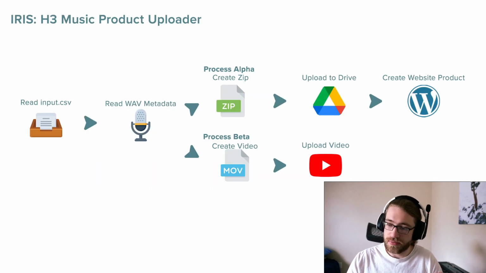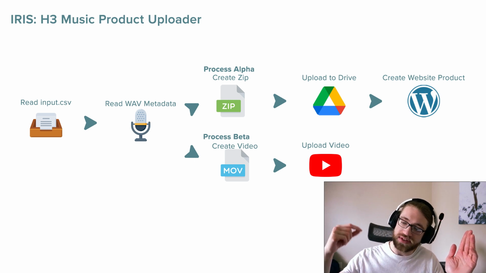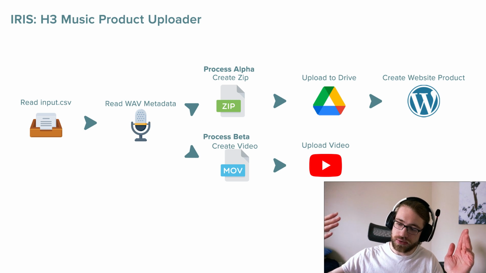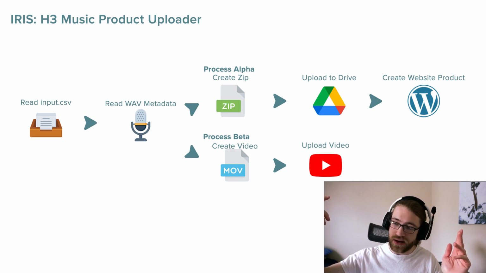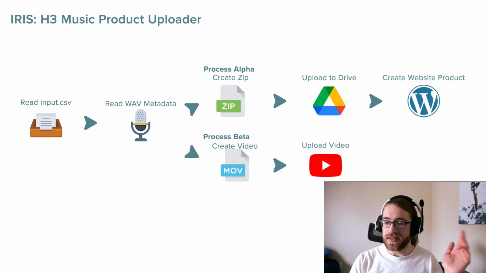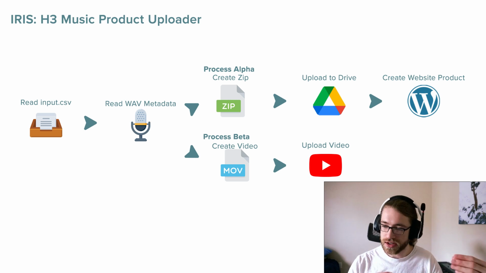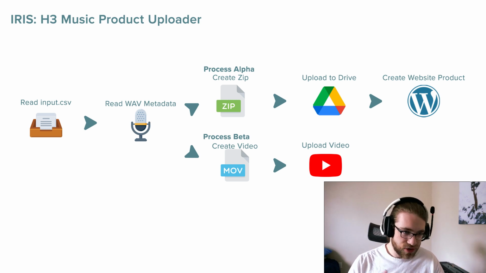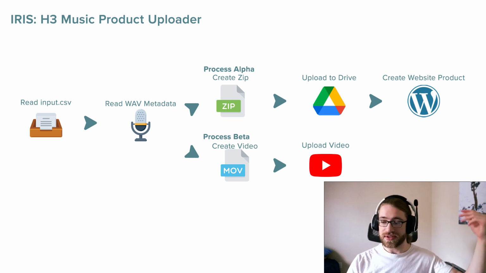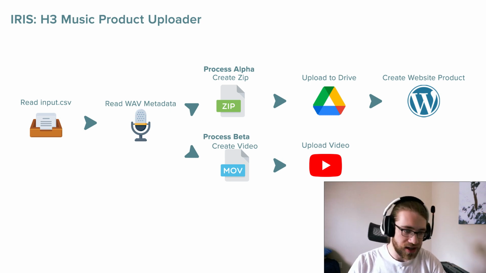So when things are all said and done, the program has read the parameters provided in the CSV file. It has read the WAV file to get the metadata from the ACID chunk. It then splits into two different processes. One creates a zip file, uploads the WAV, MP3, art, and zip to Google Drive, and then creates a website product from that stuff. The other process creates a video, edits the video using the different markers and parameters provided in the input CSV file, then exports that video and uploads it to YouTube using the YouTube API.